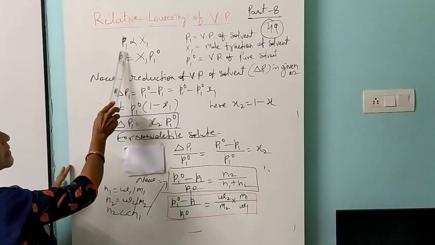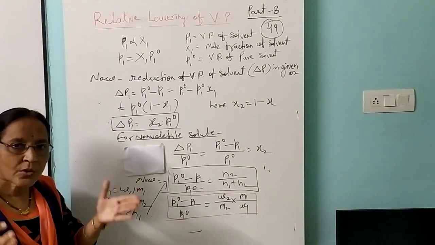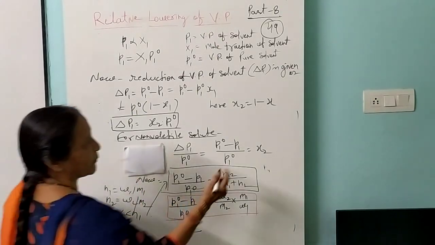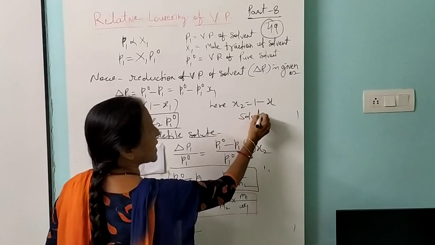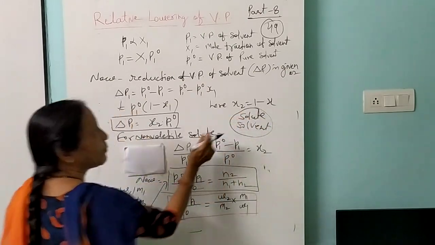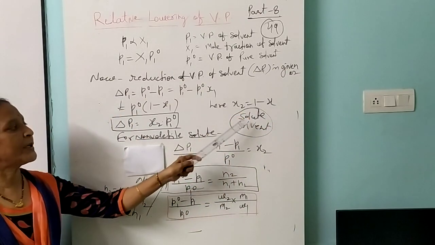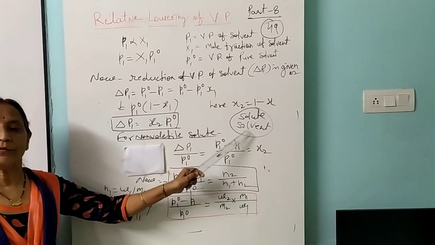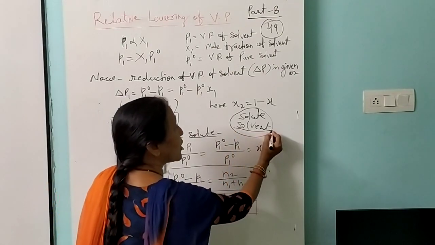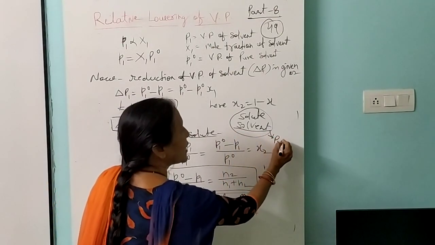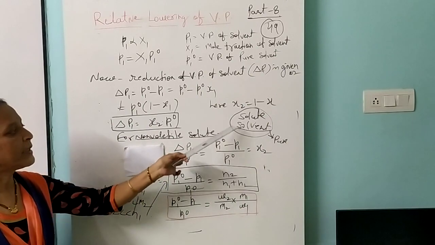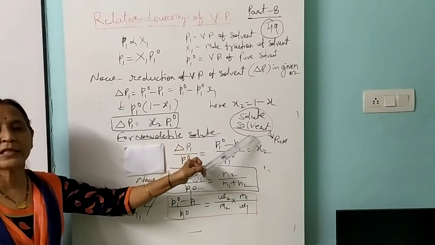Here I have written something. In a solution, what is there? One is solute and one is solvent. These two things are important, solute and solvent. In this case we have to calculate the vapor pressure of solvent. Here I am considering this vapor pressure of solvent is for pure solvent. So in any solution there are two terms, one is solute, one is solvent.